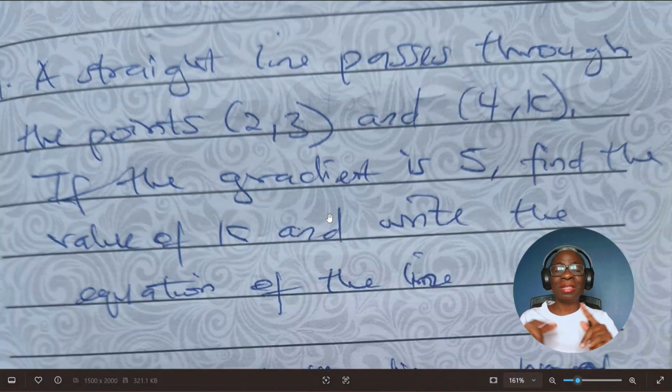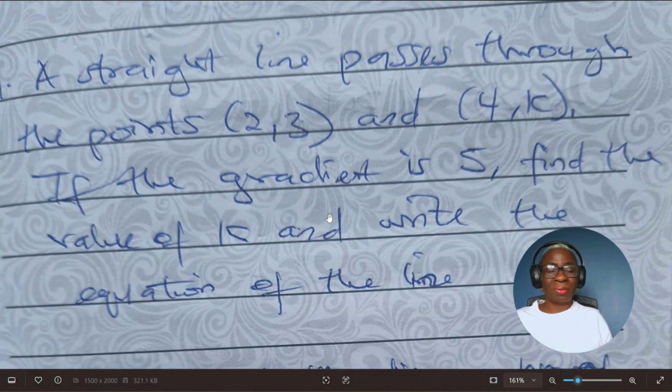It says a straight line passes through the points (2, 3) and (4, k). If the gradient is 5, find the value of k and write the equation of the line. The first thing is for us to find the value of k, and the second thing is for us to write the equation of the line. So how do we go about this?